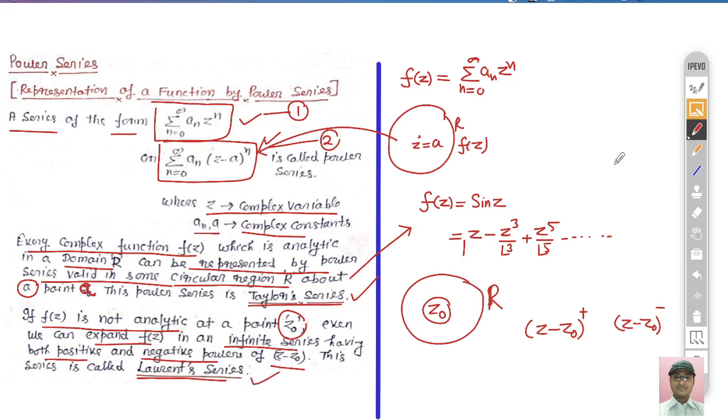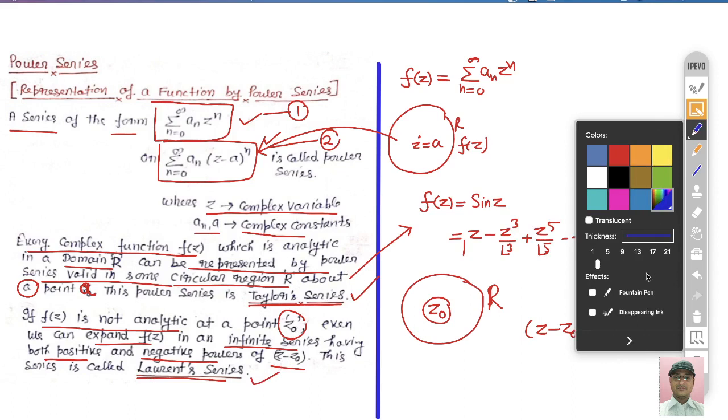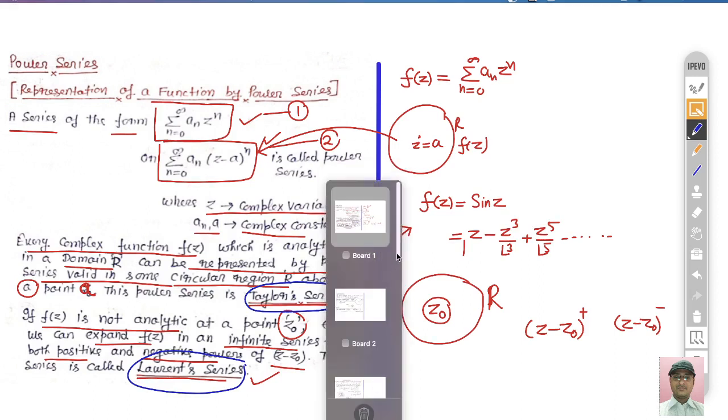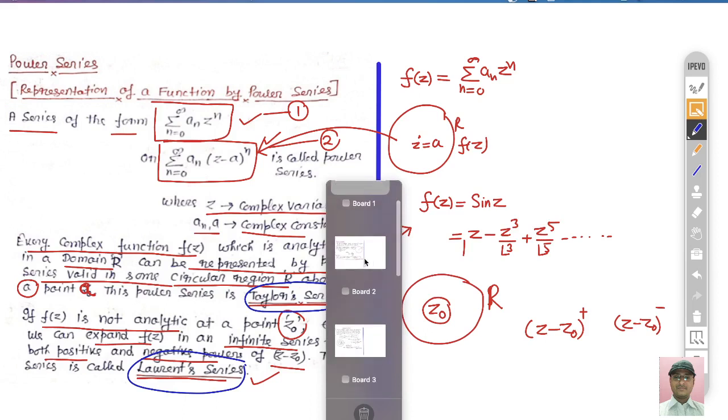So you can say here, if the power series is expanded as a positive power of Z, then it is called what? Taylor series, right. If it can be expanded as both positive and negative powers of Z, then it is called Laurent series. Now in the next slide we see the mathematical form of the Taylor series and Laurent series, and also what type of problems are asked in the GATE exam, right. So first we see what the Taylor series is and its mathematical form.